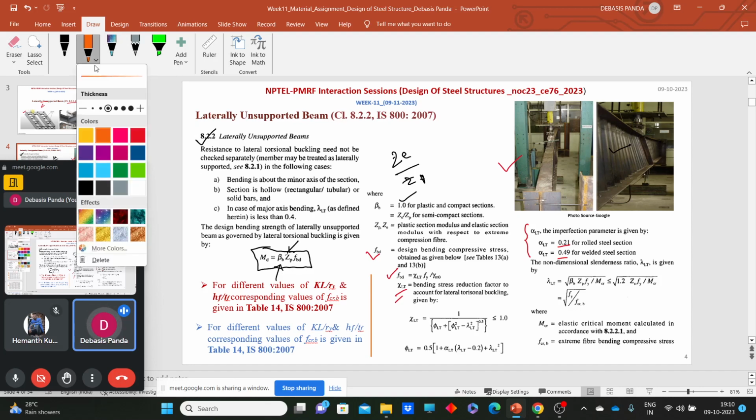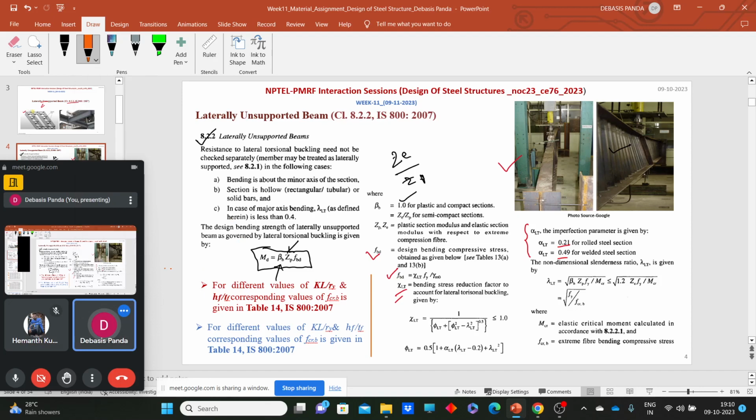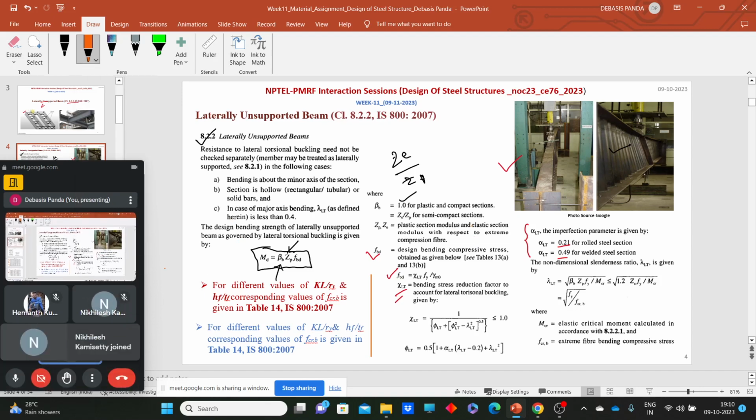So the FBD term was the unknown term here, and we need to calculate it in a way. Either we can use the codal formula that is given, or else we can directly go for the codal tables. To use the codal tables, first we need to calculate the value of KL by RY, that is nothing but lambda. Then based on that value and H by TF value, go to Table 14 where we can calculate the value of FCRB. And what is that FCRB? FCRB is nothing but the extreme fiber bending compressive stress.